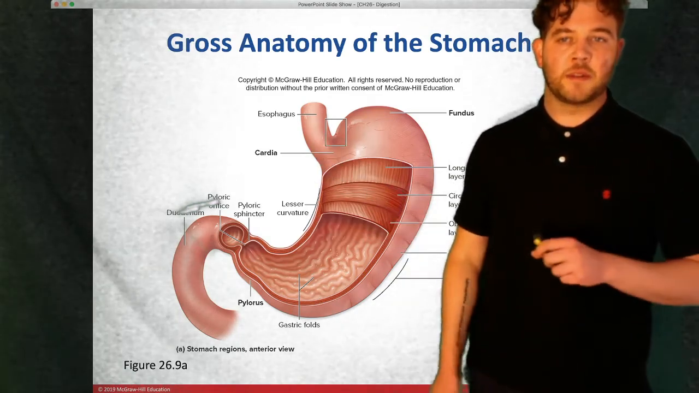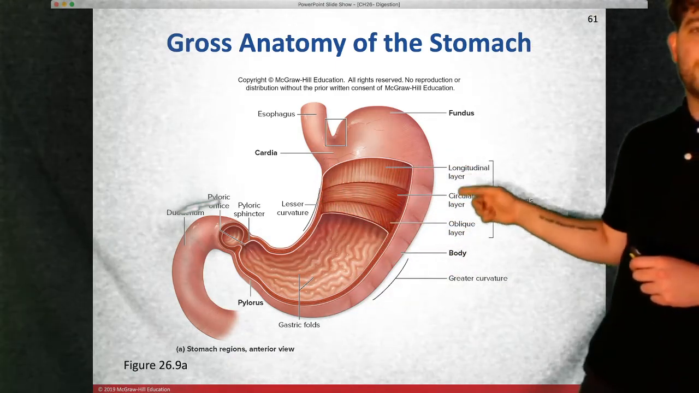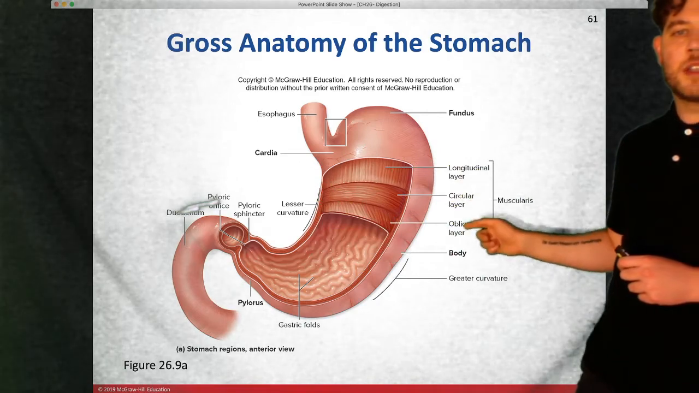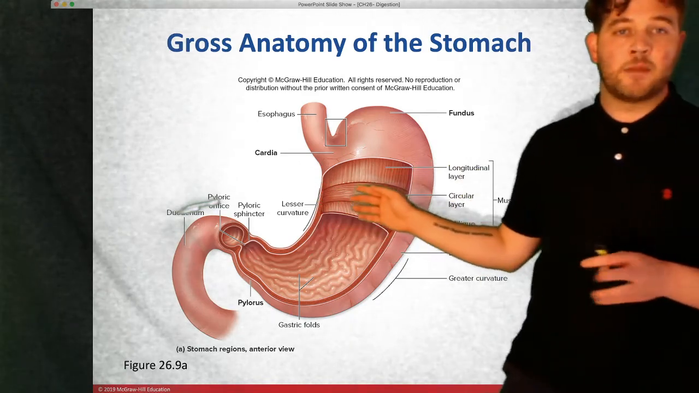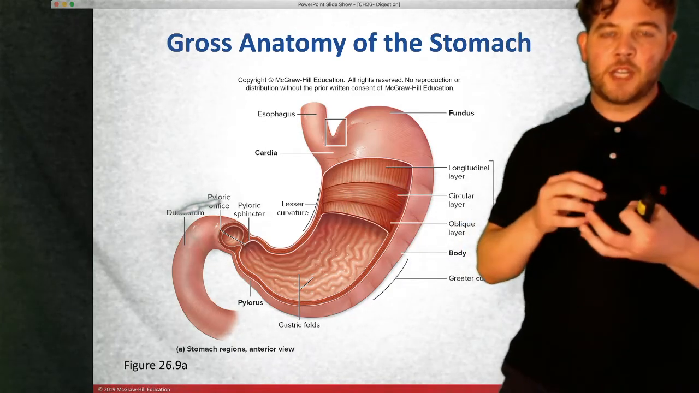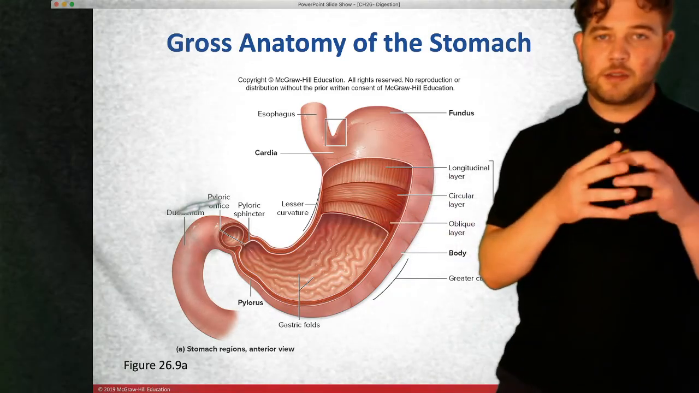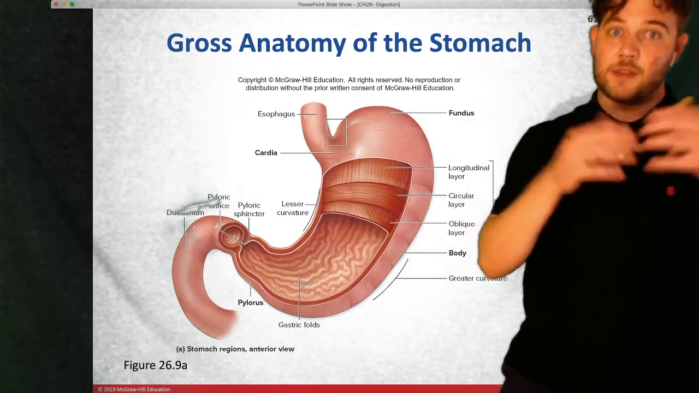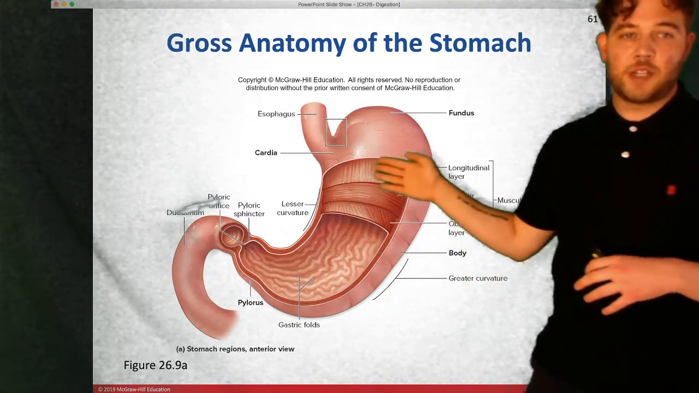You've seen this if you did your lab already. You have your 3 layers of the muscularis: the outer longitudinal, the middle circular, and then this deep oblique layer. Unlike the detrusor muscle of the bladder, which also has a mix of different muscle layers, these are distinct layers. The detrusor muscle does not have distinct layers. It has different directions, but they're crossing all over each other, whereas this is very much 3 distinct layers.